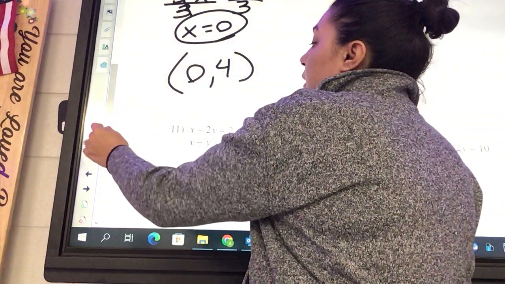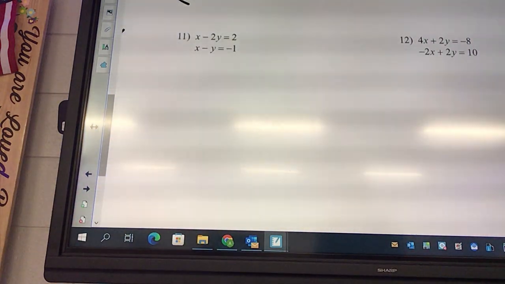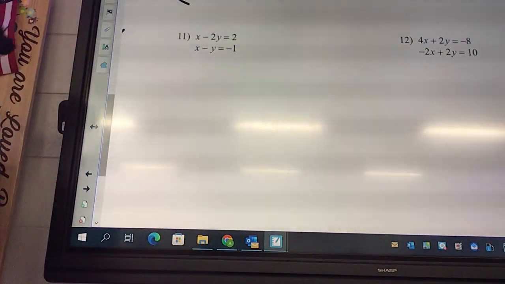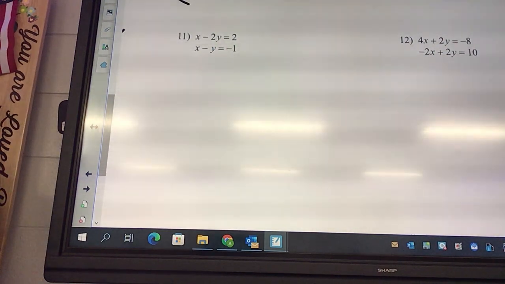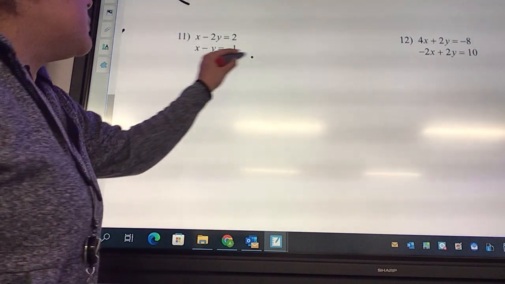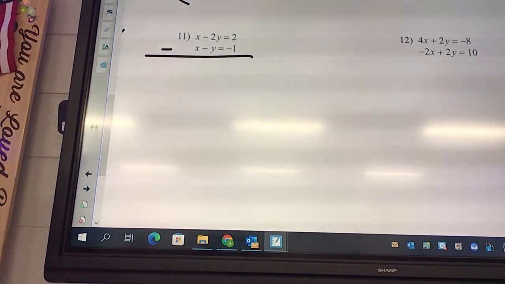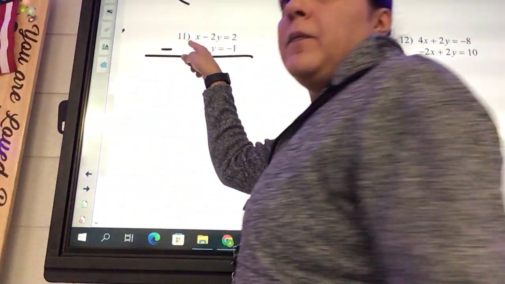So, if we look at 11, do we have 2 with the same number? Yes, the x's, they're both a 1. Okay, so that's good. And then do they have the same signs or different signs? Same signs, so that means subtract. The subtraction ones are the hard ones for some of you guys because you get a lot of negatives going on. Okay, what is 1 minus 1?